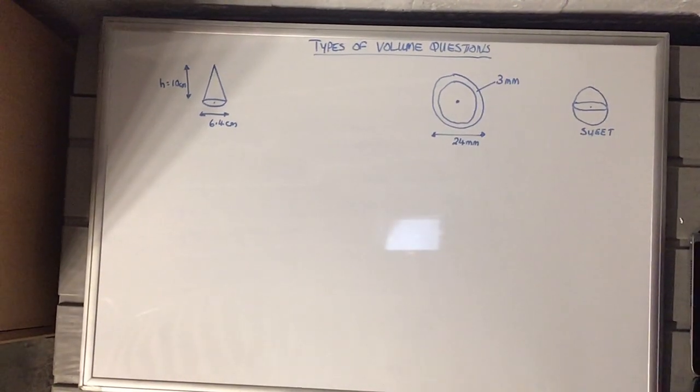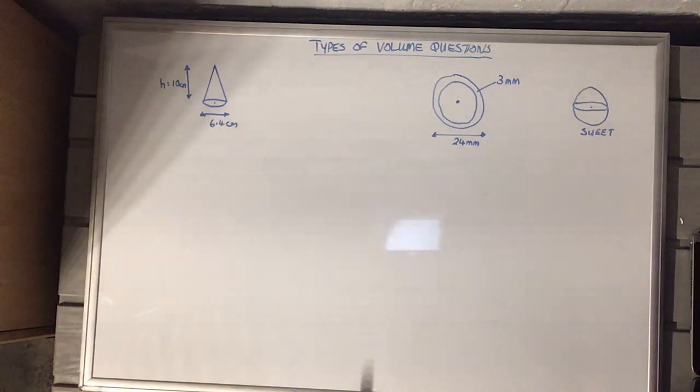Okay, welcome to this video on the types of volume questions you can get at National 5 level. I'm going to run through maybe 4 or 5 volume questions, and they're all slightly different. It doesn't really matter the shape, it's the type of questions we're concentrating on. You'll see that these 4 or 5 types of questions, when you come to your exam, you will get one of these types. Okay, so we're going to start off with the basic type.